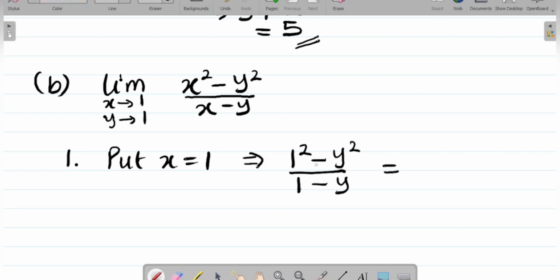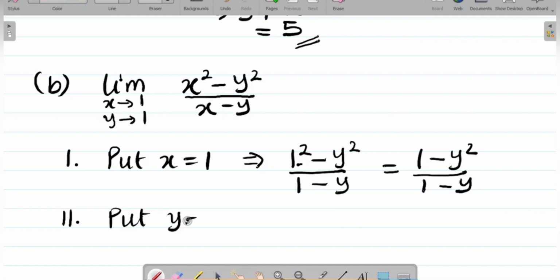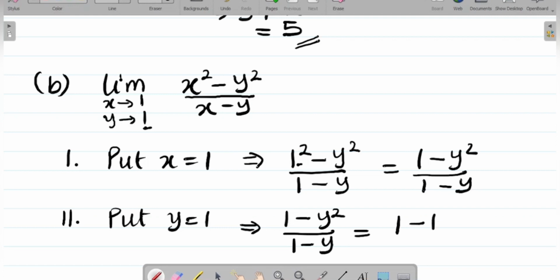And that's equal to 1 squared. This gives you 1 minus y squared all over 1 minus y. So I have this. All right, my task 2 will now be to put y as equal to 1. That means my function, which is 1 minus y squared all over 1 minus y, will be equal to 1 squared all over 1 minus 1.